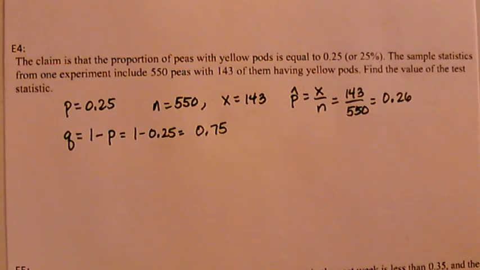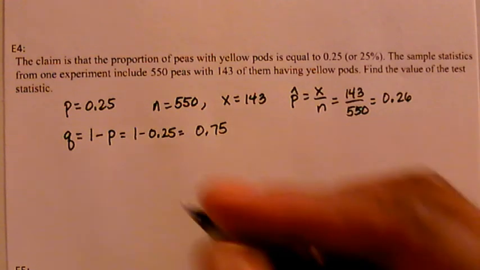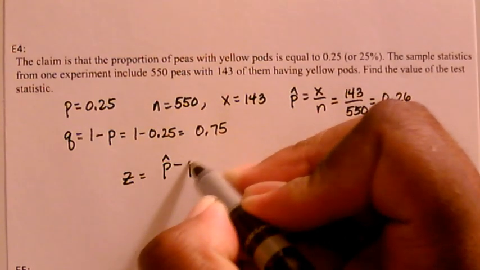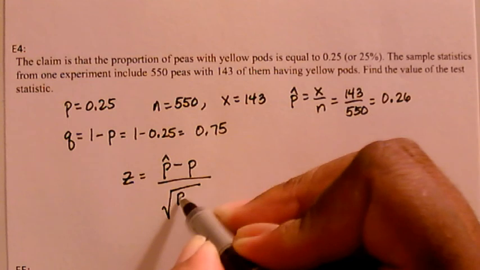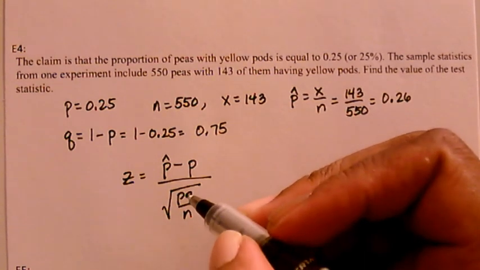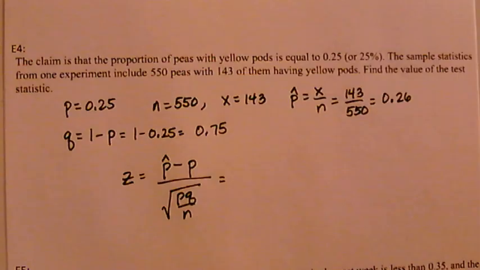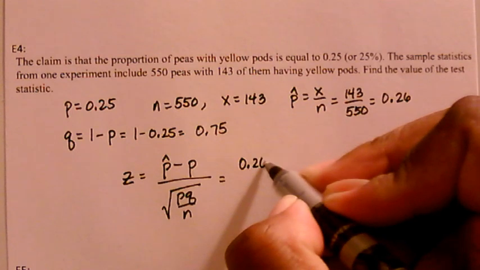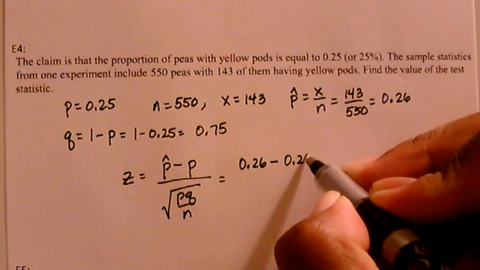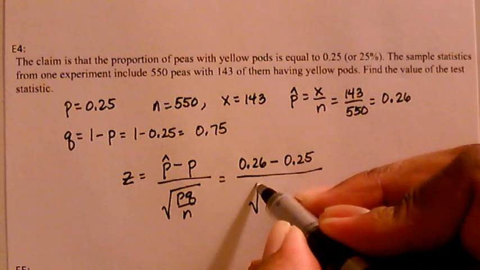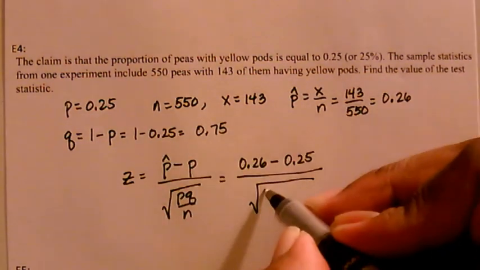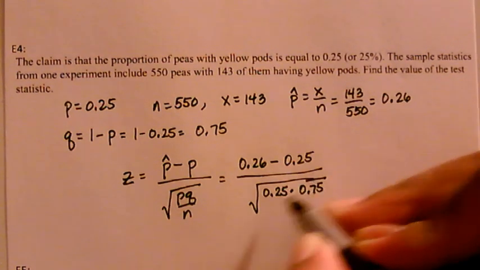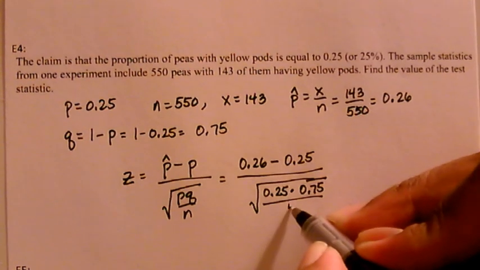For this one, to find the value of this test statistic, we're dealing with a proportion, so that means we have to use this formula. z is equal to p hat minus p, divided by the square root of pq over n. So in this case, your p hat was 0.26 minus p, which is 0.25. All that's divided by the square root of p, again 0.25, times q, that's 0.75, divided by n, which is 550.